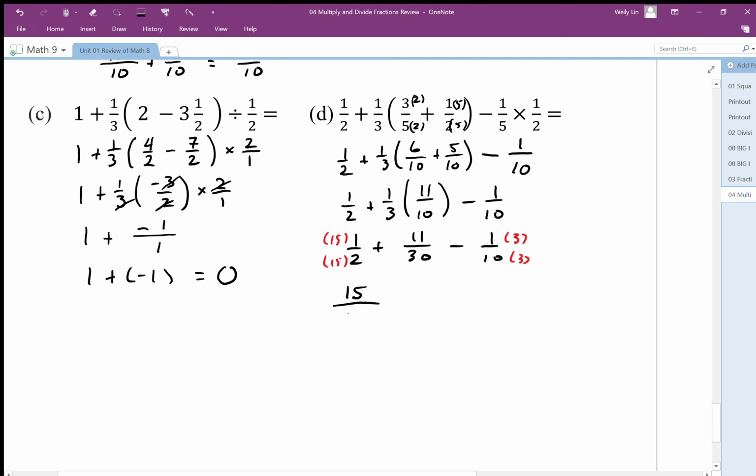15 over 30 plus 11 over 30 minus 3 over 30. 15 plus 11 minus 3 is 26. That's all over 30. And checking the answer, it shares a common factor of 2. So I'm going to divide the top and bottom by 2 to simplify that fraction.